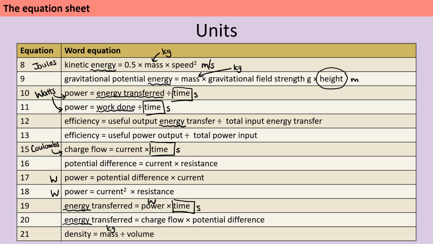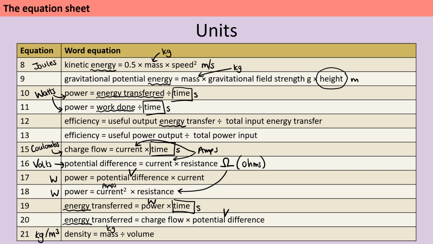Potential difference is basically just another name for voltage, so we can put that in volts. Current is in amps, and resistance is in ohms. You've also got density in kilograms per metre cubed, although this is one of the only ones where it doesn't always have to be in its SI units.